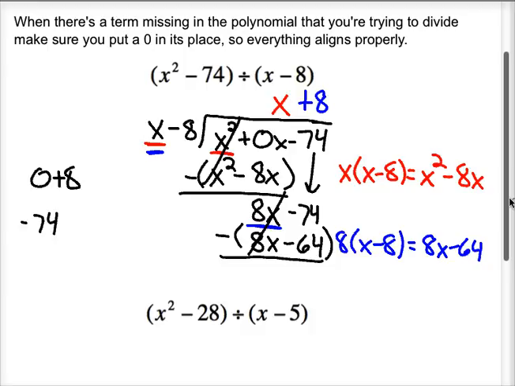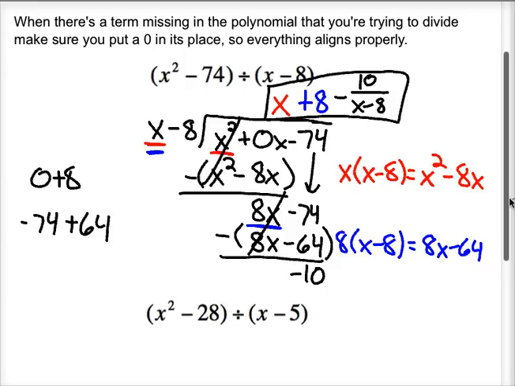Negative 74 minus a negative 64, again, basically means you're adding. Negative 74 plus 64, type that into your calculator, and you're going to be left with a negative 10. Well, I have nothing more to pull down, so that means that negative 10 is my remainder. Whenever you have a remainder, you want to leave it over the piece of the fraction you were originally dividing by. And then that is going to be your final answer.